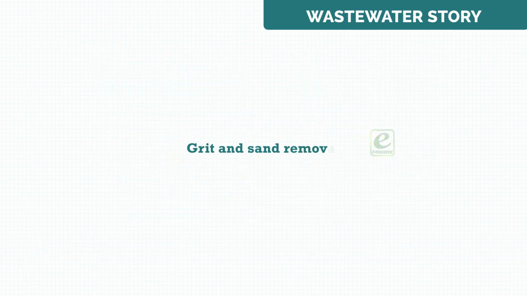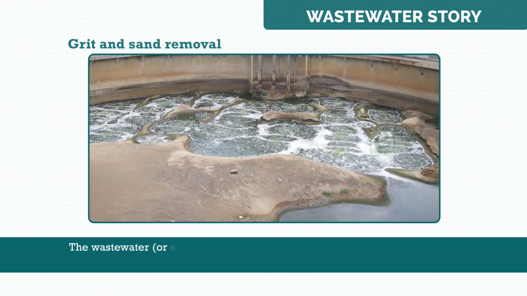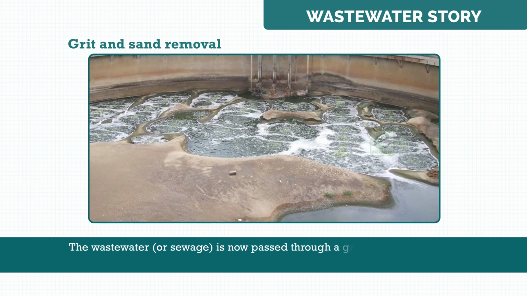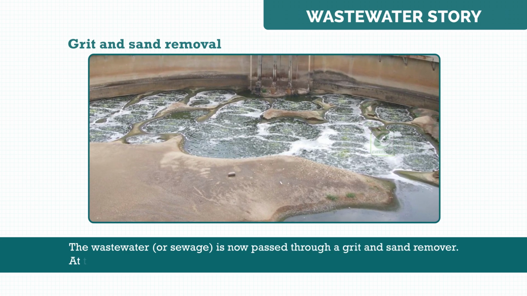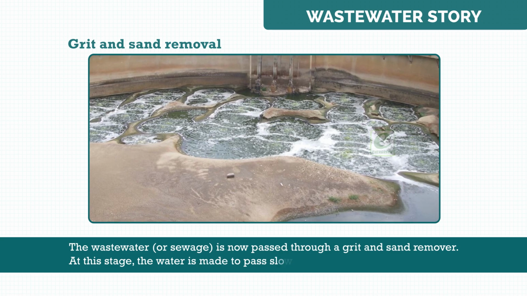Grit and sand removal. The wastewater or sewage is now passed through a grit and sand remover. At this stage, the water is made to pass slowly.